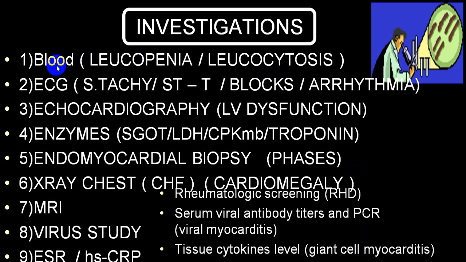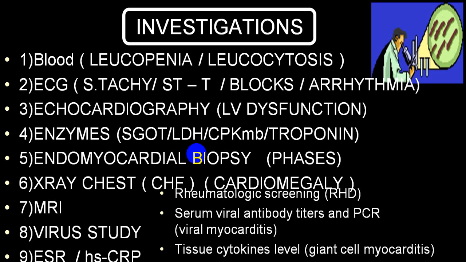Investigation, we have told you, CBC can show you leukopenia or leukocytosis. ECG may show you blocks, cardiac arrhythmias, tachycardia. Among cardiac arrhythmia, ventricular or atrial arrhythmias. Echocardiography will show you LV dysfunction or RV dysfunction. Enzymes, biomarkers, SGOT will be elevated, LDH1 will be elevated, CPKMB will be elevated, troponin I also will be elevated. Endocardial biopsy will tell you histopathological grading, grade 1 or phase 1, phase 2 and phase 3.